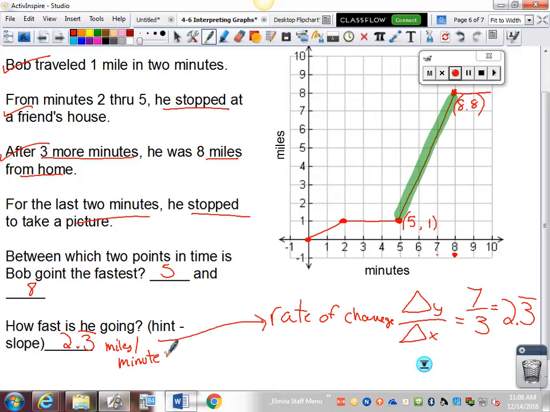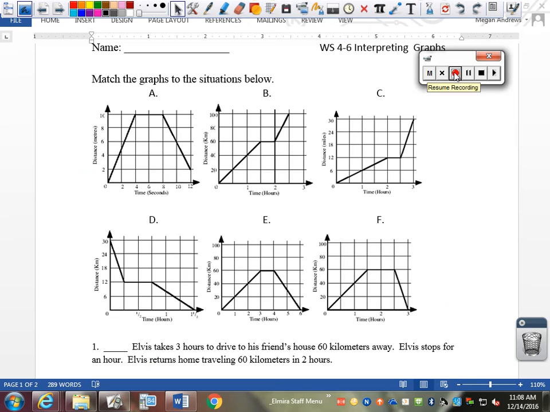Okay, homework. I want to go over a couple things in the homework. First of all, read for your context clues. Elvis takes 3 hours to drive to his friend's house 60 kilometers away. So first of all, we're talking about hours and kilometers. So for question 1, we could basically eliminate things that are not in those units.